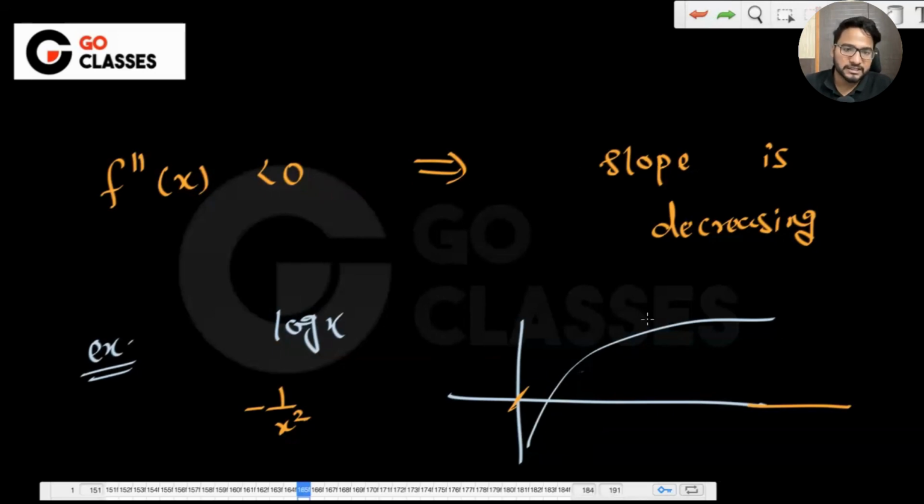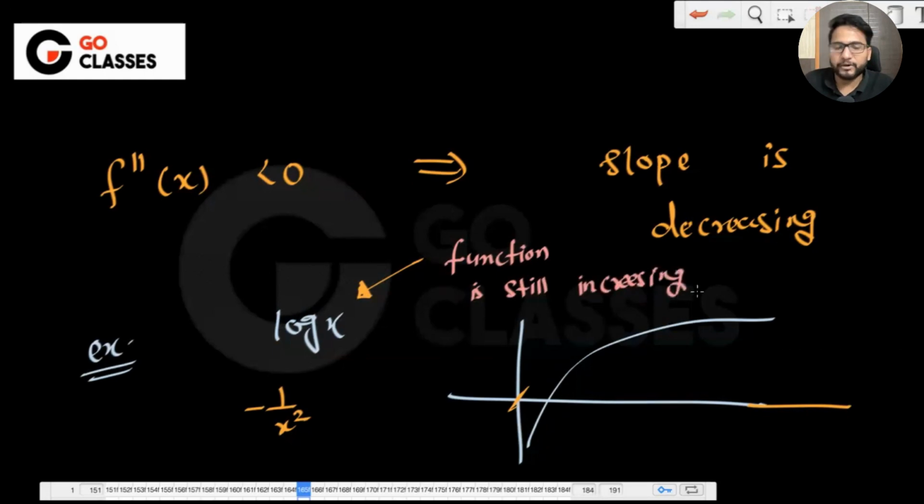Can you say anything about the function? Is the function decreasing? Is log x a decreasing function? No, right? It is definitely not a decreasing function. The function is still increasing, right? So using the second derivative, you cannot tell about the function directly. You can talk about the slope, whether the slope is increasing or decreasing.